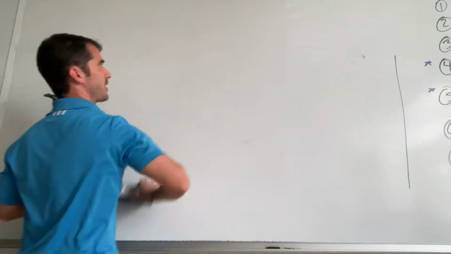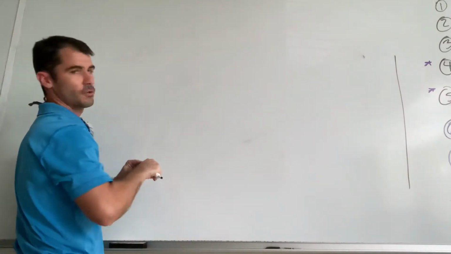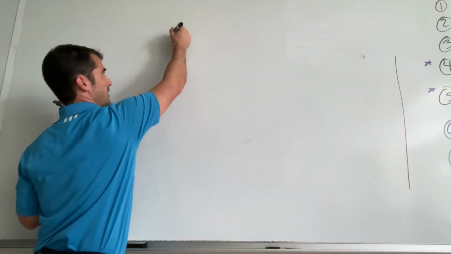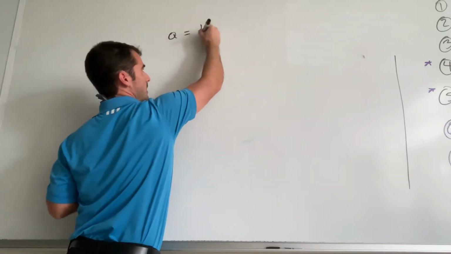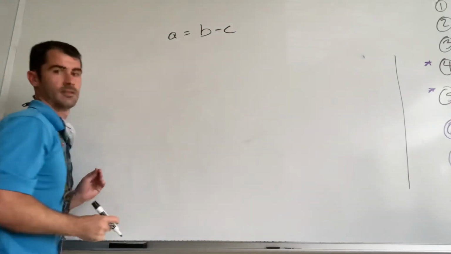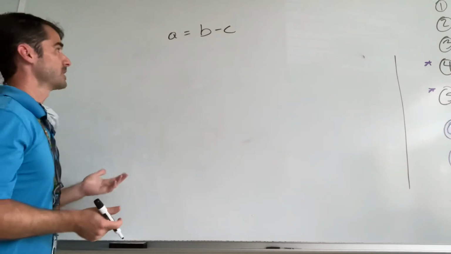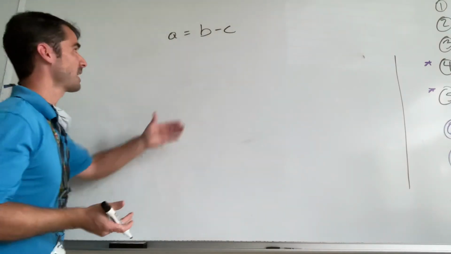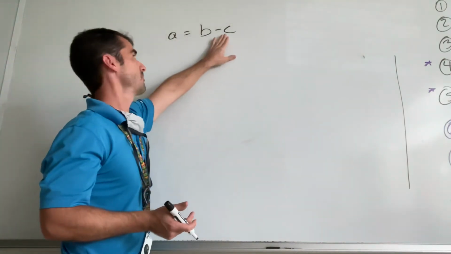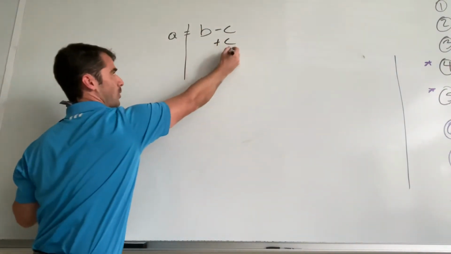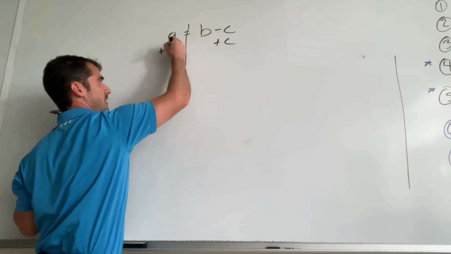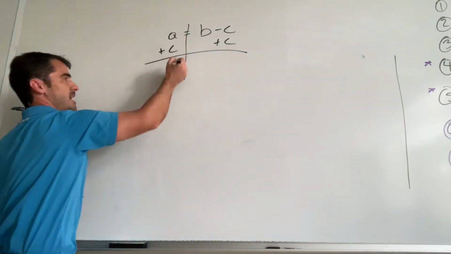So let me do a couple of the other basic ones. I like using the same letters just because it makes it easier for me. A equals b minus c. In this case, again, if I were to solve for b, I've got to get rid of minus c. In order to get rid of minus c, I would add c. If I add c to one side, I've got to add it to the other. Now it says a plus c.